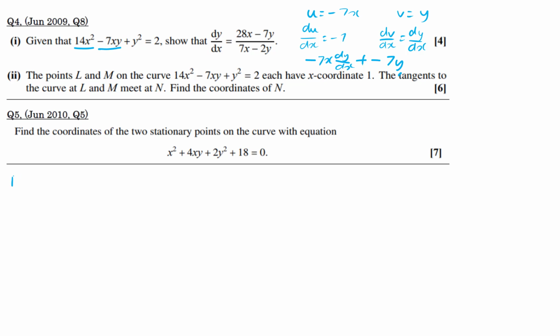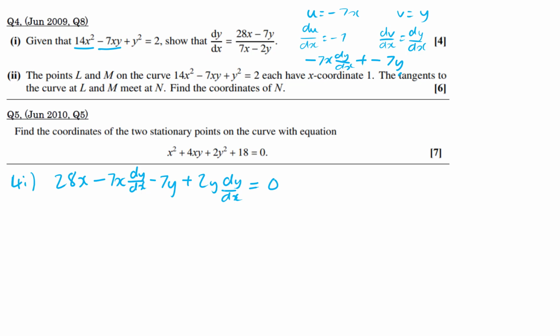So question 4, part 1 here, we're going to get 28x minus 7x dy/dx, then minus 7y, and you'd already be getting method marks for doing this, plus 2y dy/dx, and that's going to equal 0. And I think getting up to here is going to get you 2 marks at least. Show that dy/dx equals this.